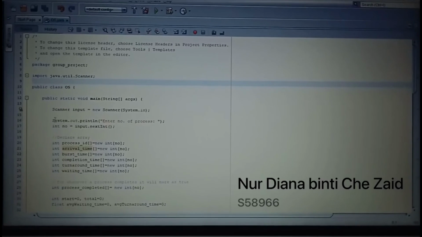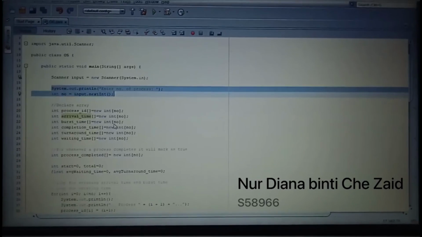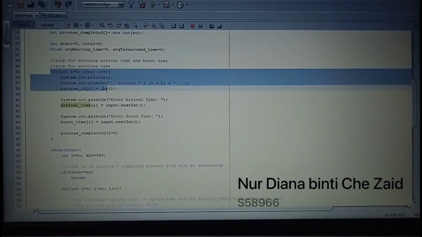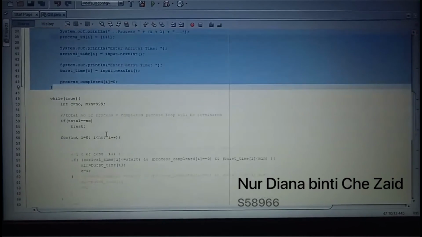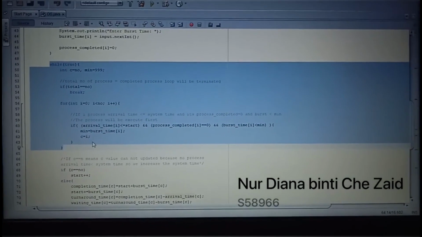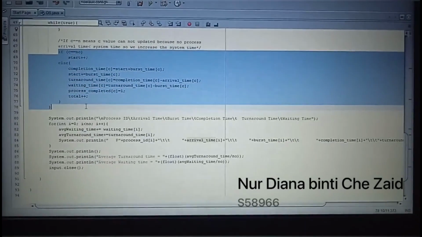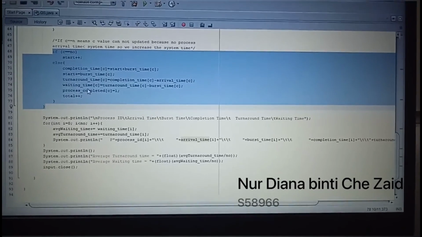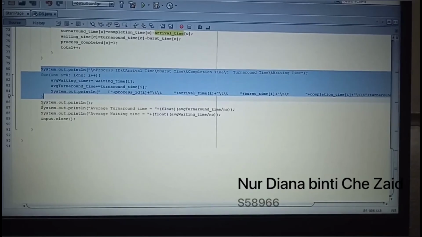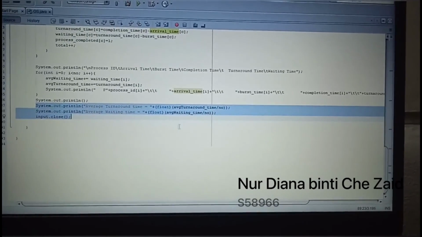So here is our coding. Here the user will be asked to input the data for the process. Here is the variable declaration. Loop to enter arrival time and burst time. While loop to enter the burst time and arrival time. Here is the loop to calculate completion time, turnaround time, and waiting time. And here is where the output will be printed. And here is for the average turnaround time and waiting time.